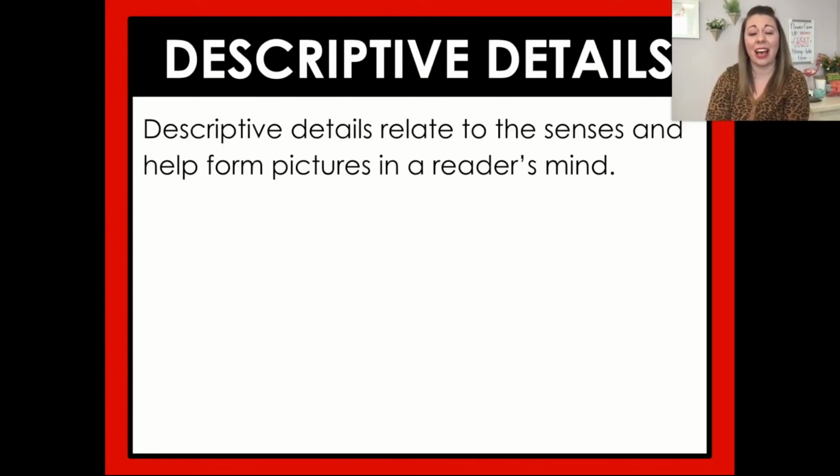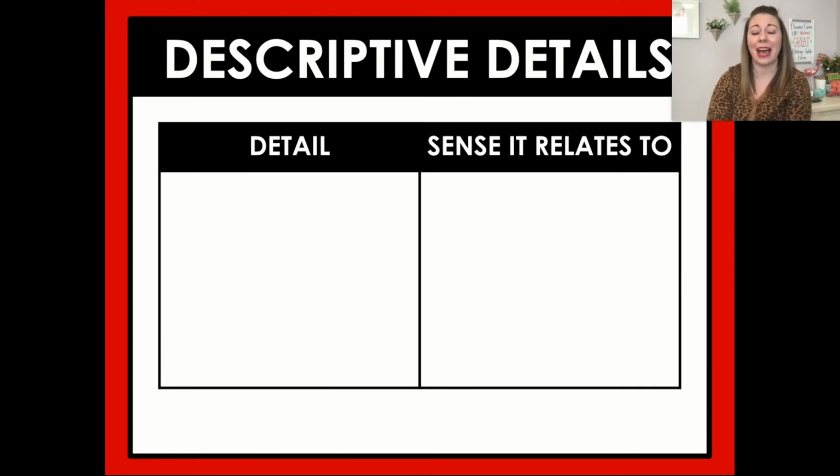Descriptive details help us to relate to our senses and help form pictures in our reader's mind. And so we are going to look at some details in the text and think about the sense that it relates to. So remember, our 5 senses are hearing, smell, sight, taste, and touch.